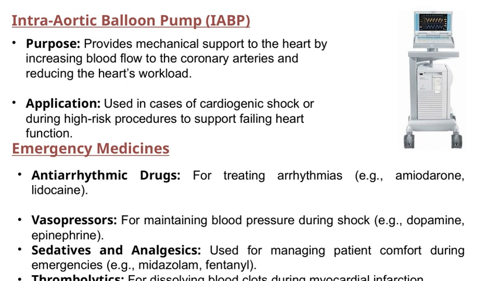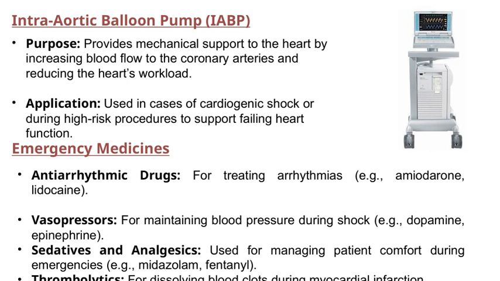You'll often see the IABP used in situations like cardiogenic shock, where the heart can't meet the body's demands, or during high-risk procedures to give the heart additional support. It acts as a bridge, helping the heart recover or maintain stability during critical times. Moving on to emergency medicines, these are vital tools in managing acute cardiac events.